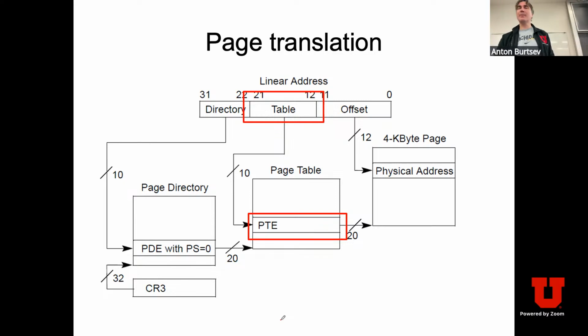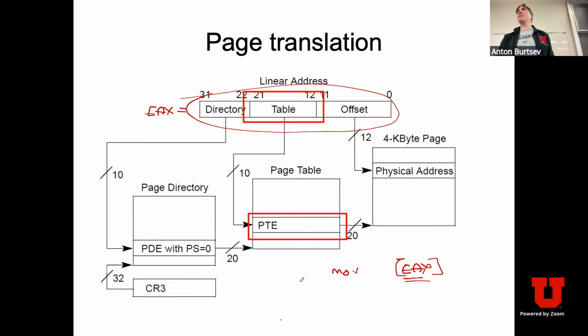The two extra memory accesses, correct? You have access to page directories and page. Right, exactly. So when you do a move instruction and you're loading from an address, the value in EAX is this one. What are those two extra memory accesses? Who can tell me real quick? 2 is the correct answer, I think. 2 extra.